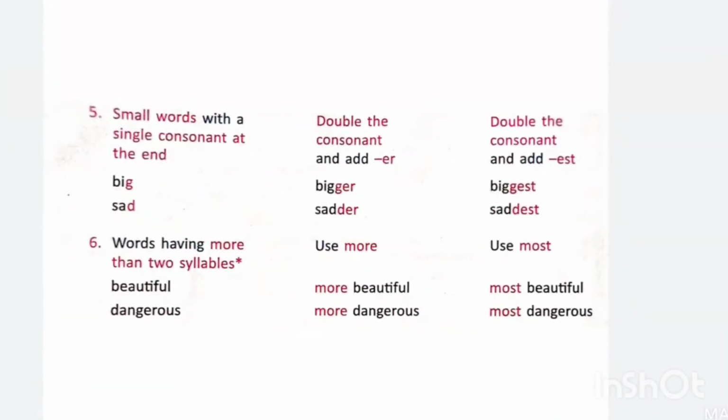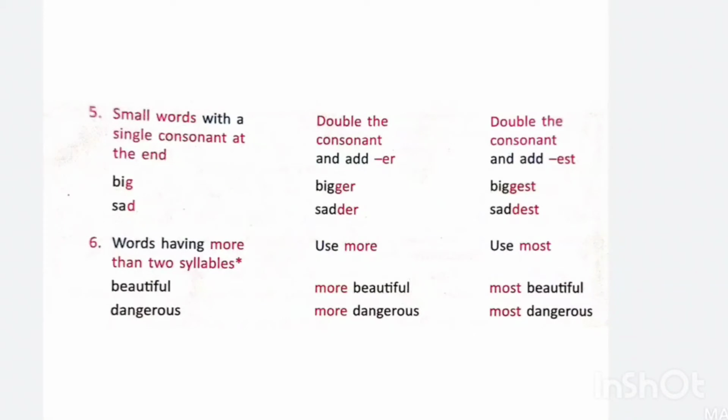In number 5, a small word with a single consonant at the end. That means only a single consonant. Okay? In that case, we double the consonant and add ER. Like big, bigger, biggest. We are adding ER for comparative and EST for superlative. And remember it. We'll use double consonant and ER for comparative and double consonant and EST for superlative. In the same way, sad, sadder, saddest. That means we are adding double consonant and ER in the comparative, and for superlative we are adding double consonant and EST.